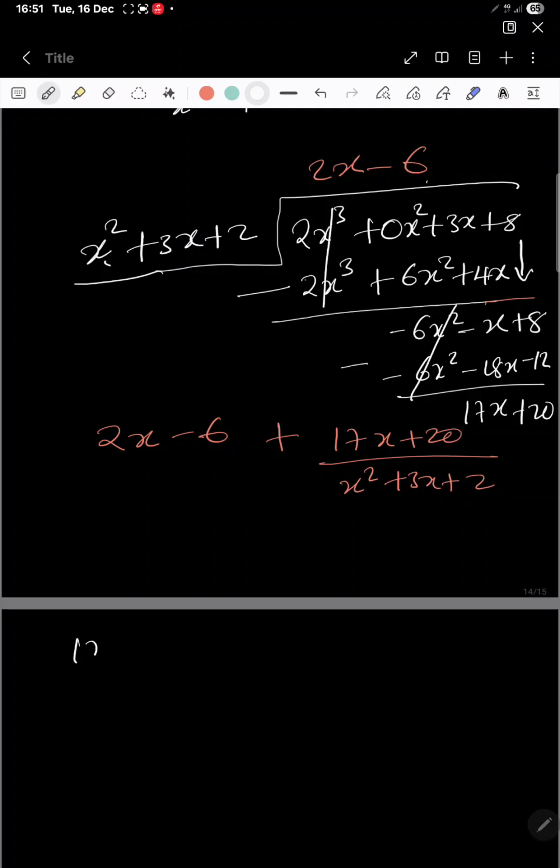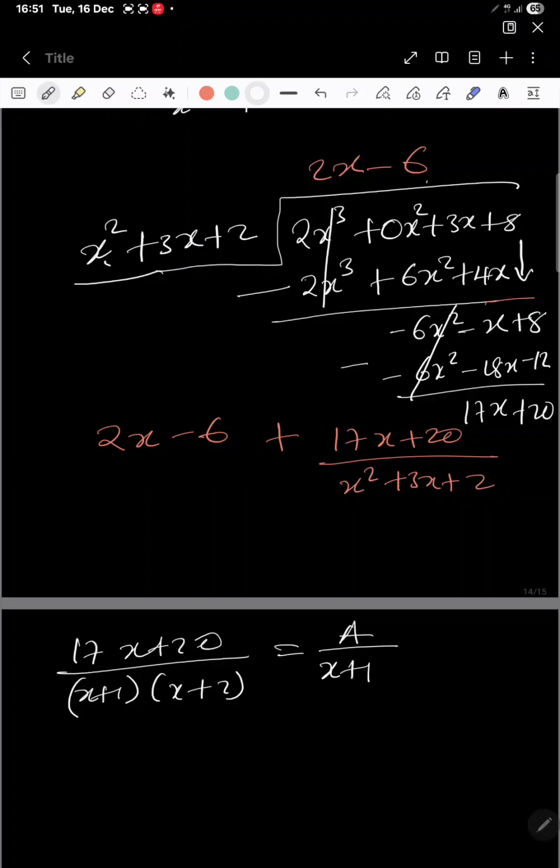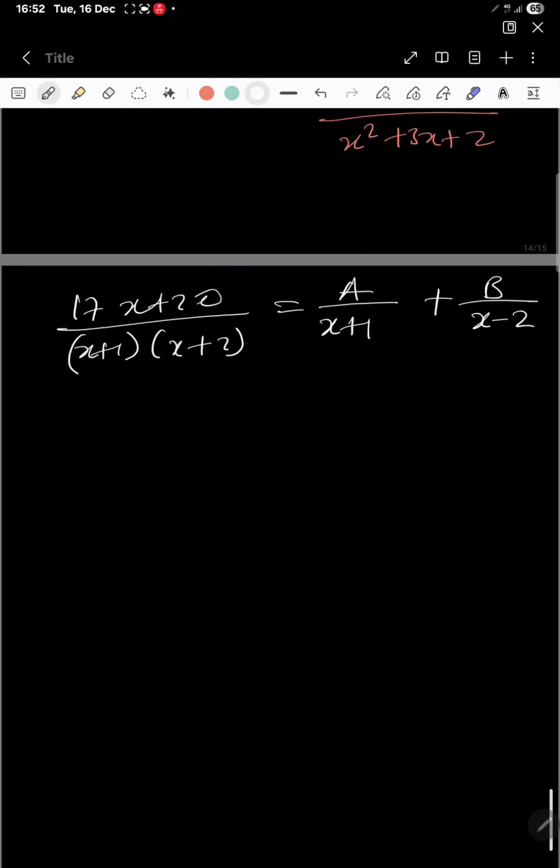Rewriting this, 17x plus 20 over x squared plus 3x plus 2 can be written as x plus 1 and x plus 2 if you are to factorize it. So this will be equal to a over the first factor, x plus 1, plus b over the second factor, which is x plus 2. And then from here you decompose.